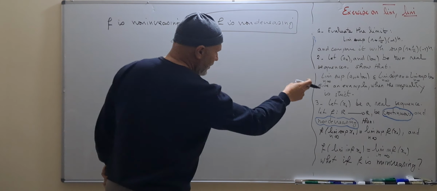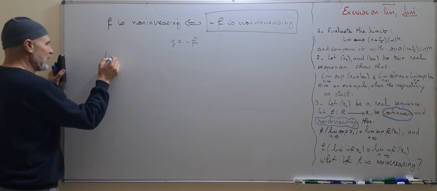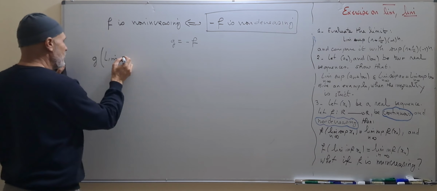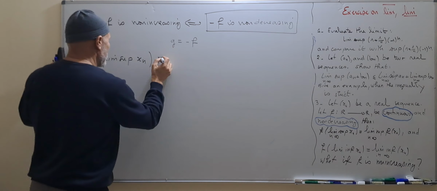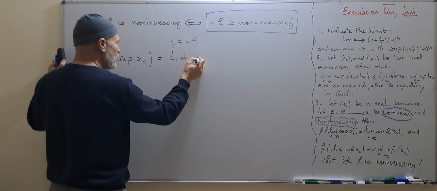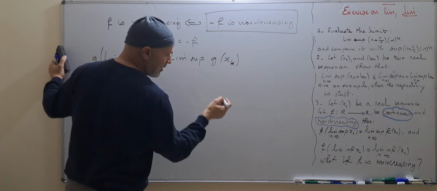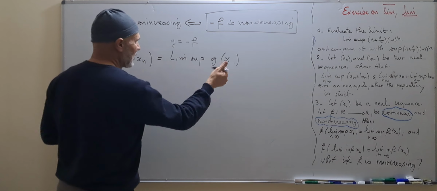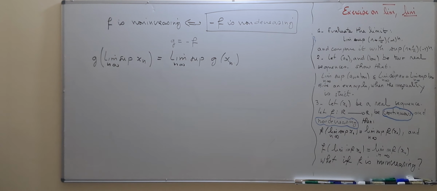From the first identity, we will get what? We will get g of the limit sup of xn equal to the limit sup of g of xk, both of them as n goes to plus infinity. We can take it like this, and you understand what I mean with g.